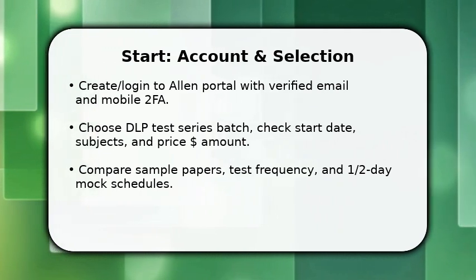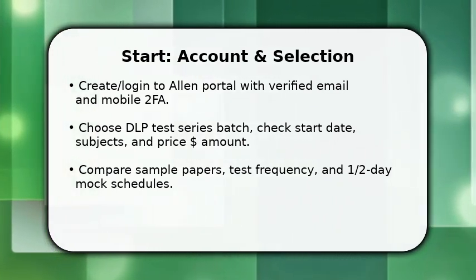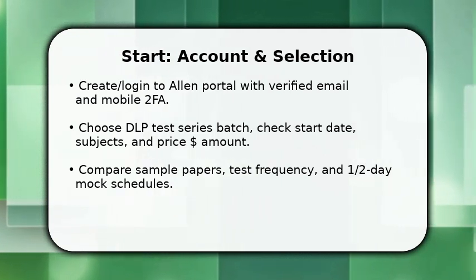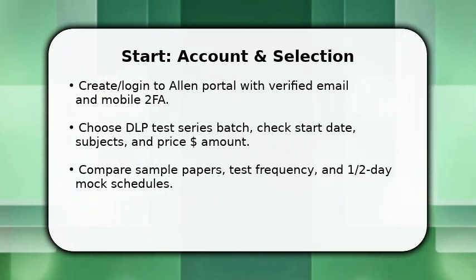If a batch shows multiple price tiers, choose the one aligned with your access needs. You want immediate access after payment, so double-check mobile number and email to receive confirmation and login tokens.